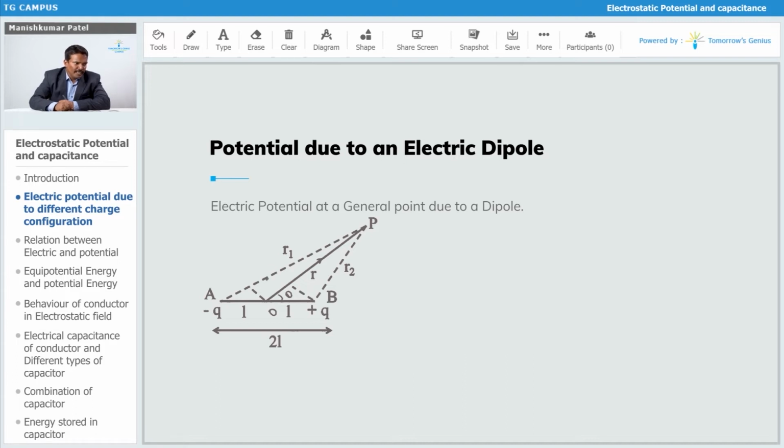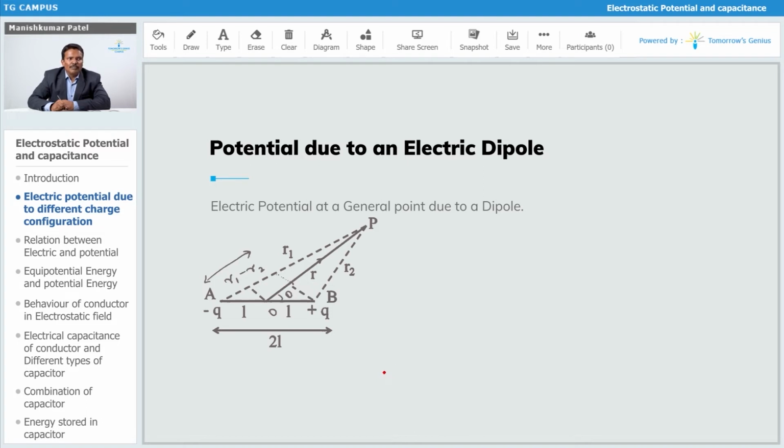So again you can do one thing. You can just draw this perpendicular from over here. So this distance you can say is R1 minus R2, because obviously R1 is greater than R2 over here. So this is the additional distance.